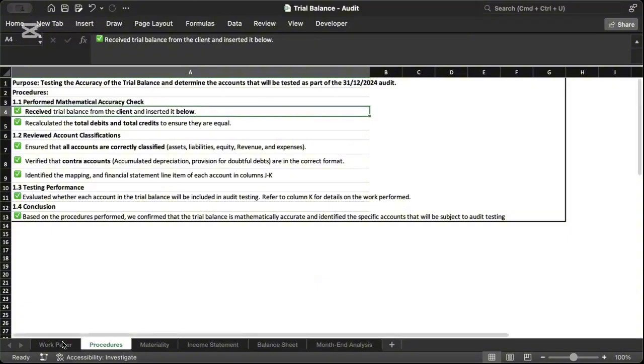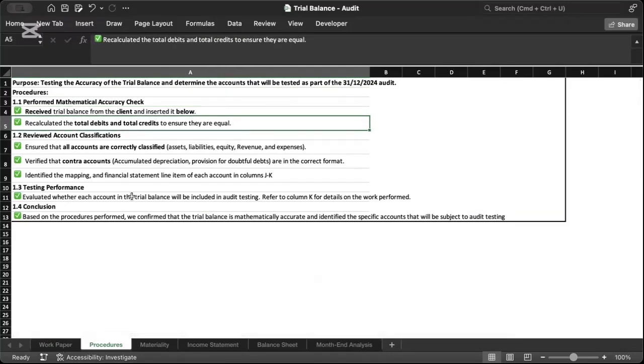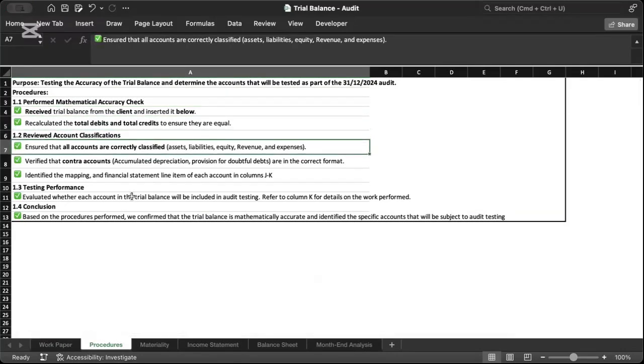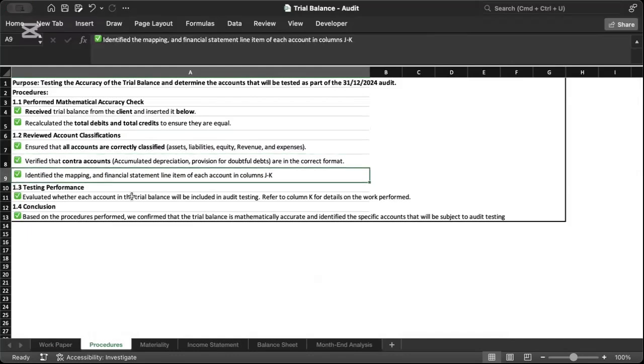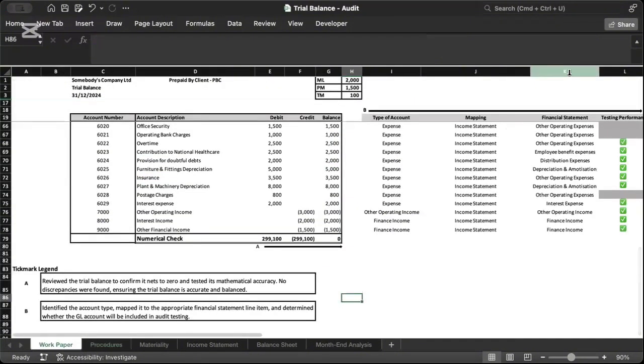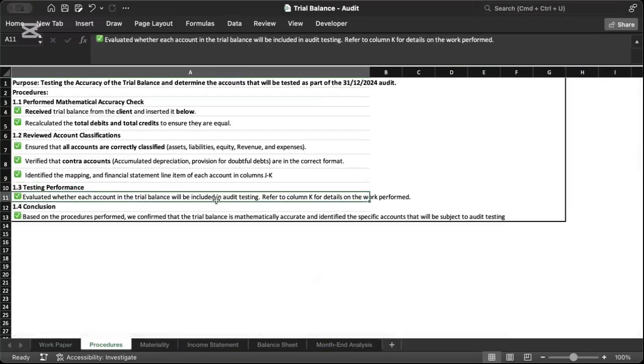And the procedures that we took: we received the trial balance from the client and set it below. In this work paper, we calculated the total debits and credits to ensure they are equal, ensured all accounts are correctly classified (assets, liabilities, equity, revenue, expenses), verified that contra accounts are in the correct format, identified the mapping and financial statement line item of each account in columns J to K. And just going back here, evaluated whether each account in the trial balance will be included.